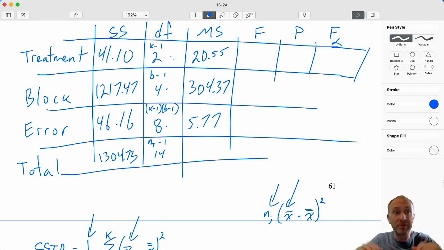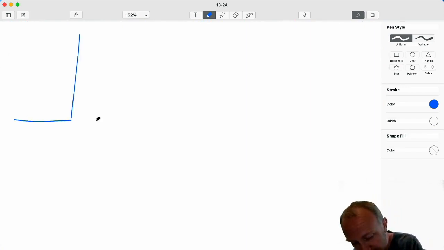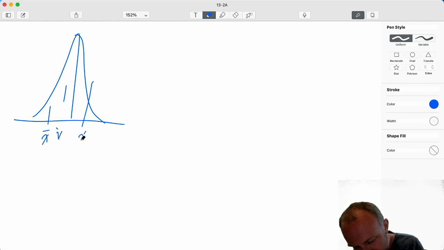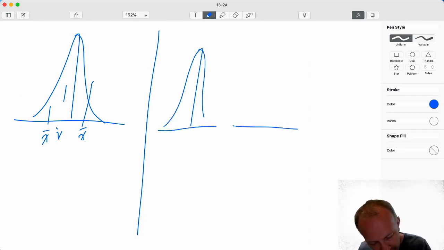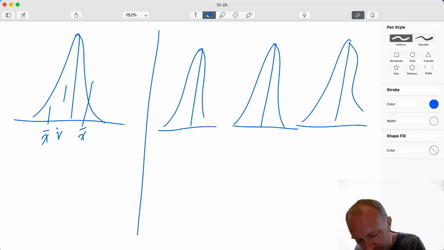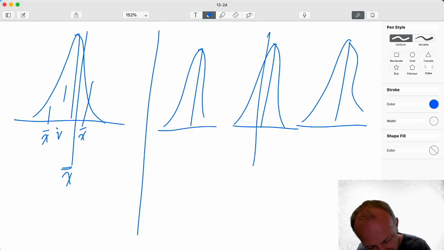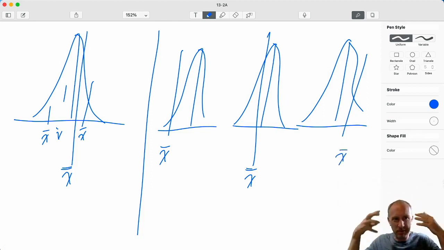Remember those completely randomized designs? If the null was true, the sample means were all close to the grand mean, right? If the null is true, sample means are all in here, they're all close to the grand mean. If the alternative is true, well, then we have a bunch of different populations, or at least one of them is different, right? Maybe this is the grand mean here. Maybe this is the grand mean. I'm doing this very fast because we've already gone through this in previous modules.